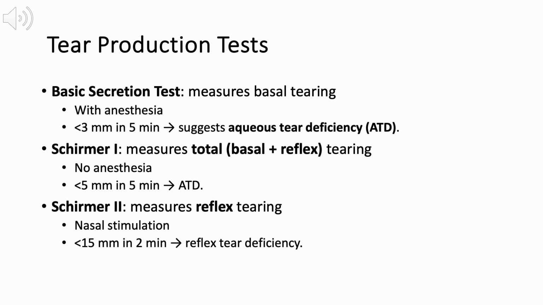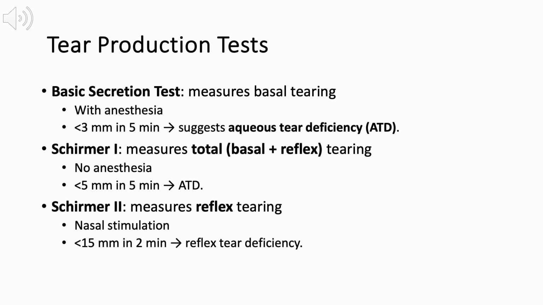Several tests help quantify aqueous tear production and distinguish between types of tear deficiency. The basic secretion test is performed with topical anesthesia to eliminate reflex tearing, thereby measuring only basal tear secretion. A result of less than 3 millimeters in 5 minutes is consistent with aqueous tear deficiency.